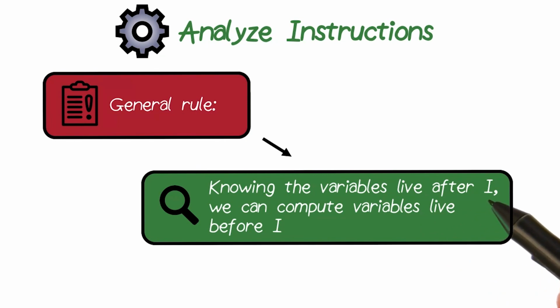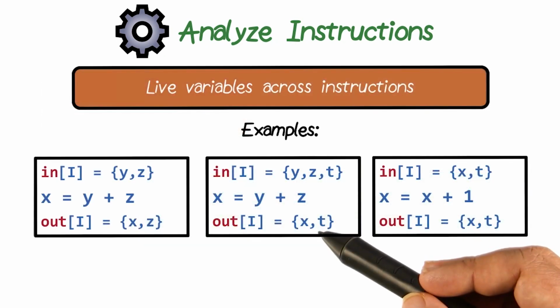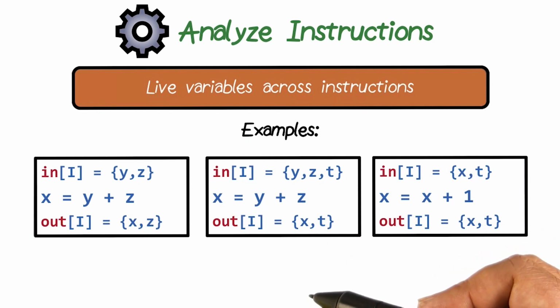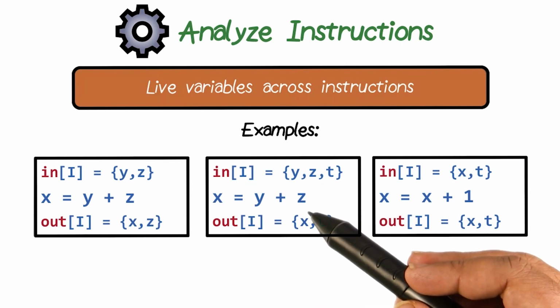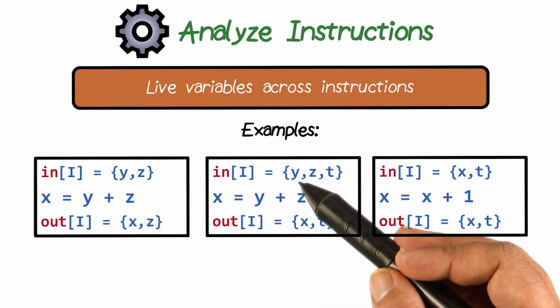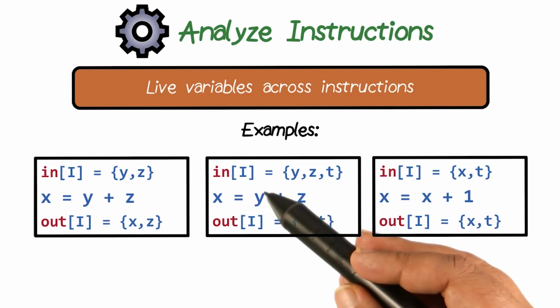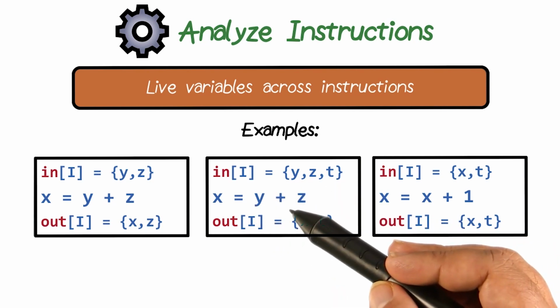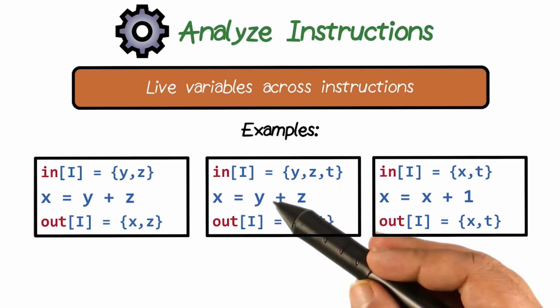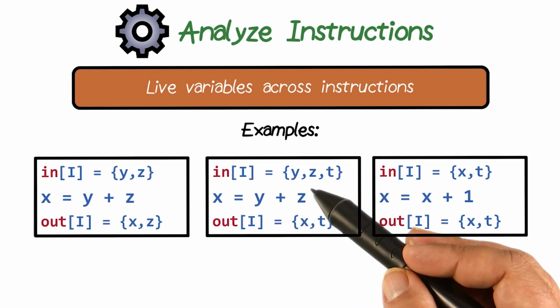Knowing the variables live after a particular instruction I, can we compute the variables which are live before I? This is really important. We have to know the variables which are live after I, and then we can remove those which are redefined. They do not remain live here. The others do remain live here, and then we add the ones which are generated by this instruction as live variables which are used in that instruction, and that's how we get the live set here as in.